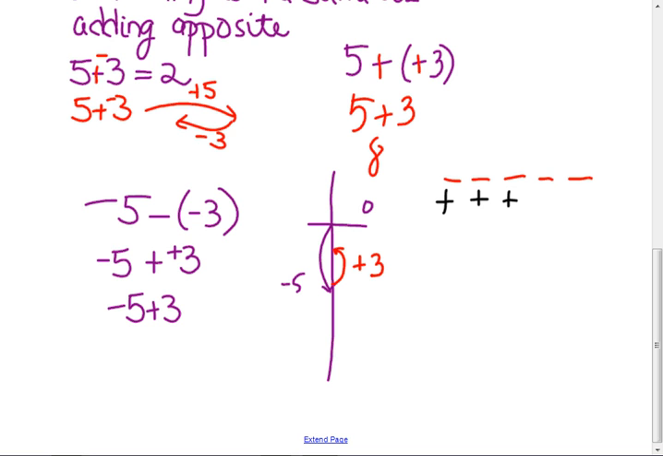Yeah, I've got 5 negatives, 3, 4, 5, and then I'm going to have 3 positives. If you want to do it this way, that's fine. These all give you 0. I'm still going to be what? 2 negatives.